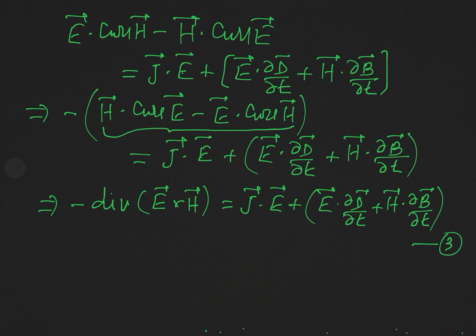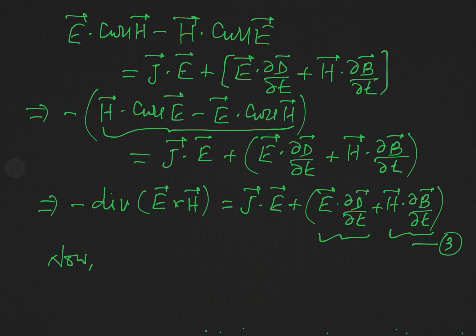And let us say this is in fact equation 3. Now we will simplify these two terms, E dot del D by del T and H dot del B by del T first of all. So to simplify this, let us start with finding the term E dot del D by del T.